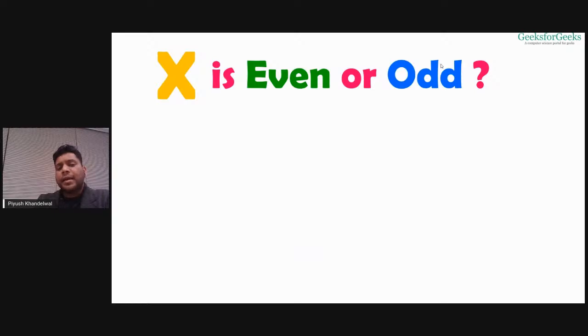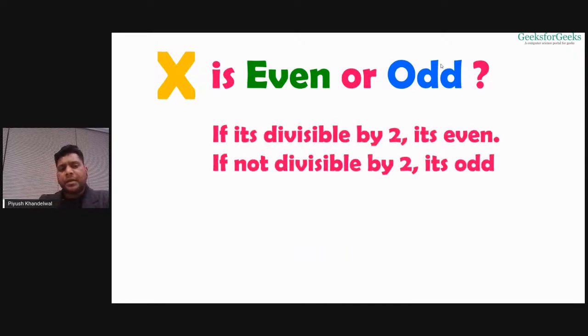If I say X is even or odd, how will you tell me? What will be your way of telling me? Will you tell me this? If it is divisible by 2, it's even. If it's not divisible by 2, it's odd, right? So if I ask you whether X is even or odd, will you tell me like this? If it's divisible by 2, it's even. If it's not divisible by 2, it's odd.